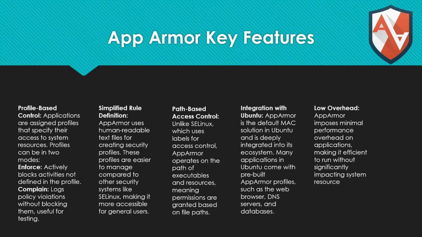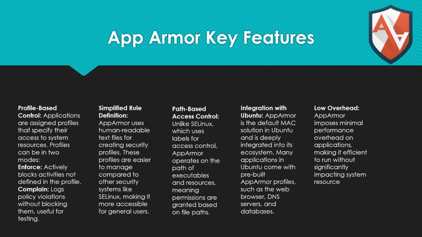AppArmor key features. First, let's start with profile-based control. Applications are assigned profiles that specify their access to system resources. Profiles can be in two different modes. You have enforce, which actively blocks activities not defined in its profile, and complain, which logs policy violations without blocking them, which is useful for testing.